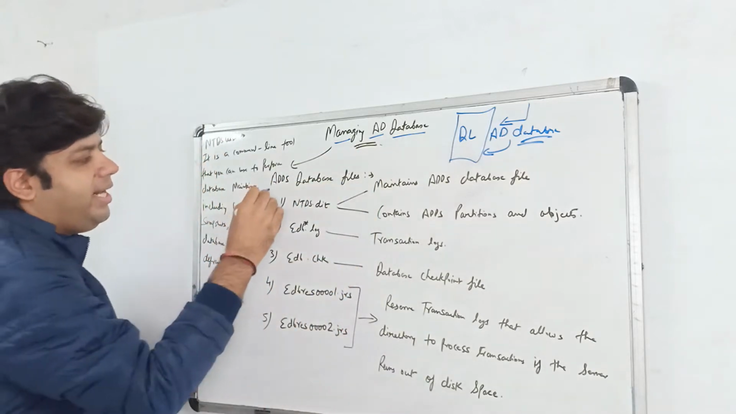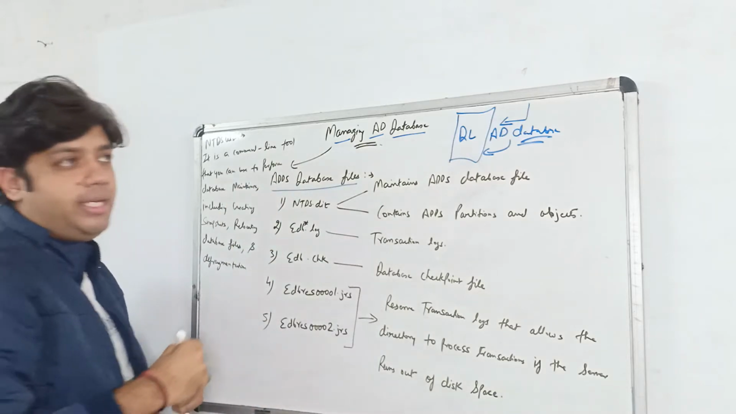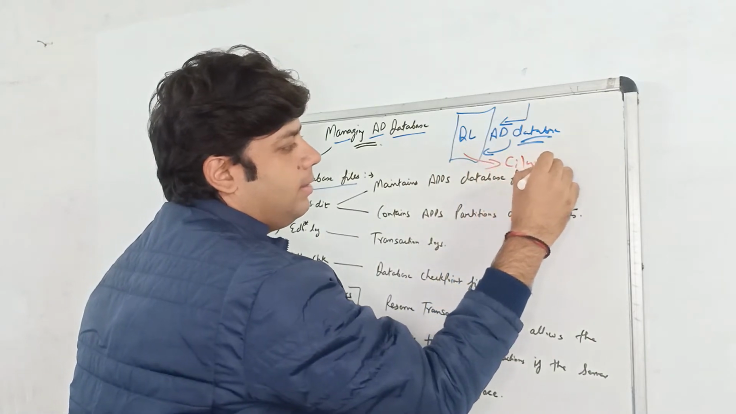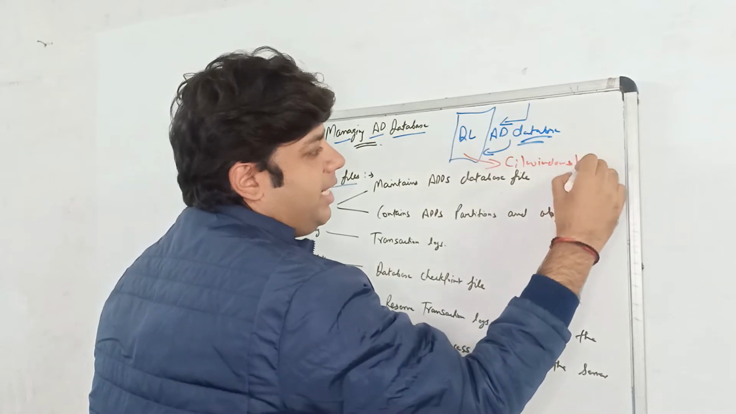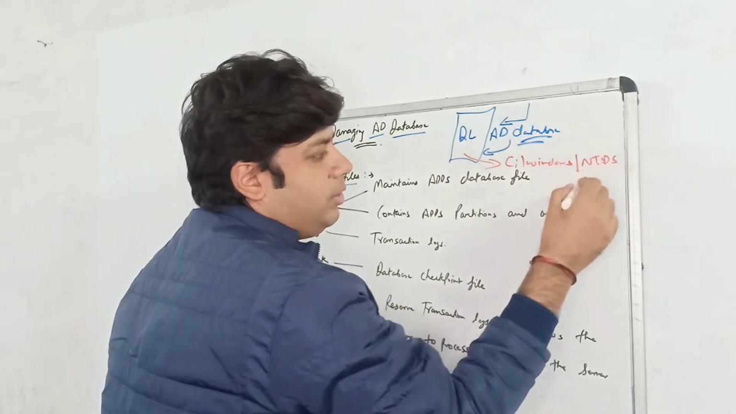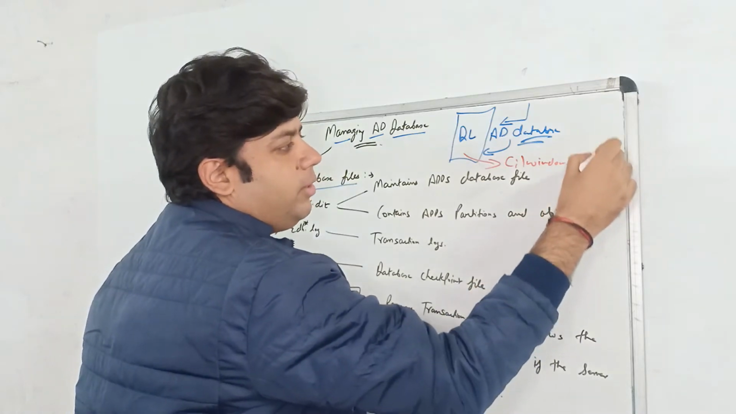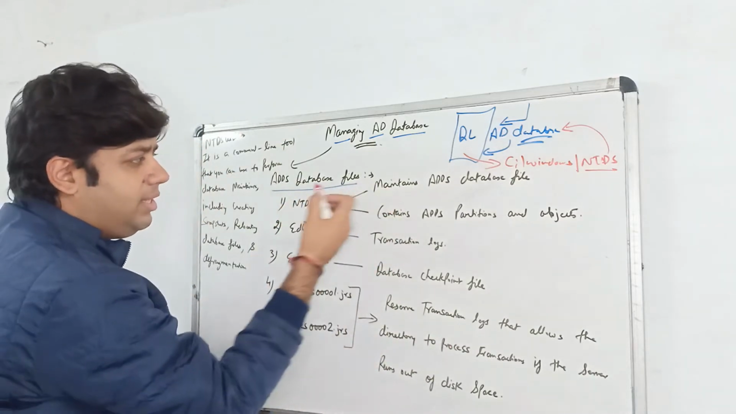The AD database has some files. Where is the AD database saved? As I told you, it's in C, Windows, and then the NTDS folder. In the NTDS folder we have the AD database files. This is the folder where your AD database is saved by default.